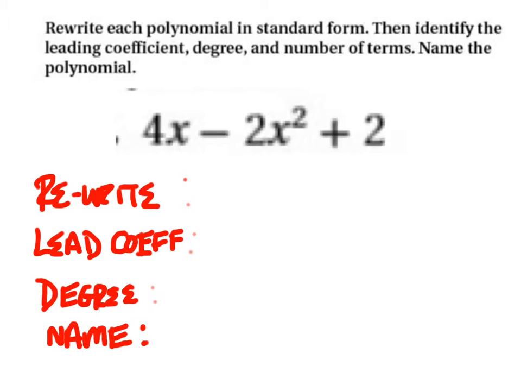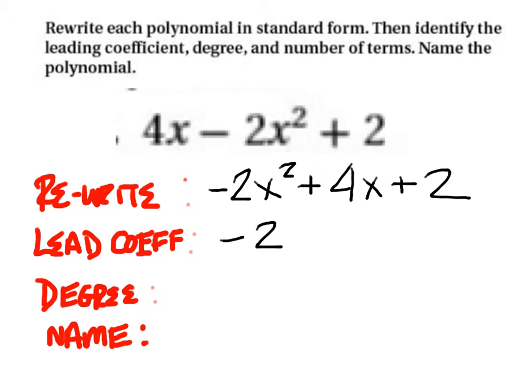First, we have to rewrite this. So if we rewrite this in descending powers of x, we would have a negative 2x squared plus 4x plus 2. The leading coefficient is a negative 2. The degree is 2.